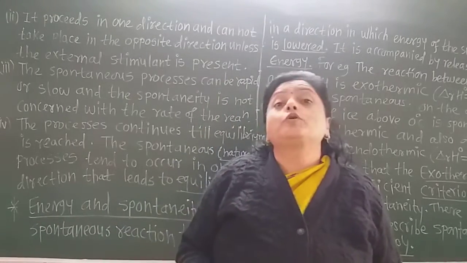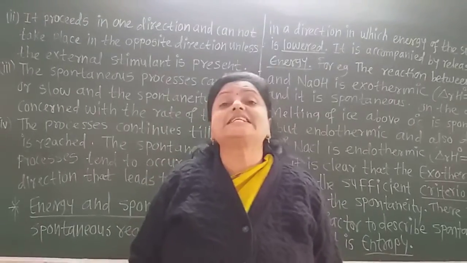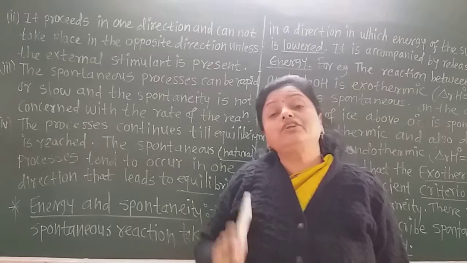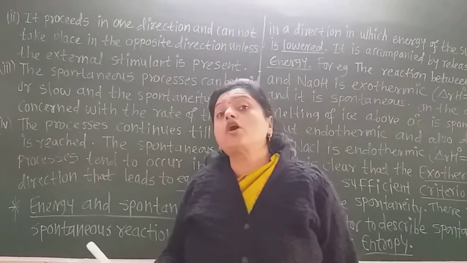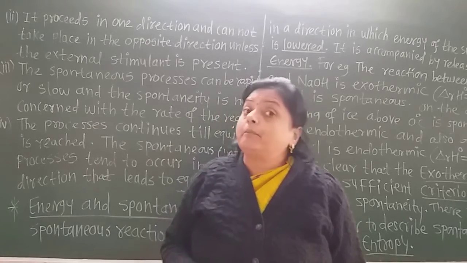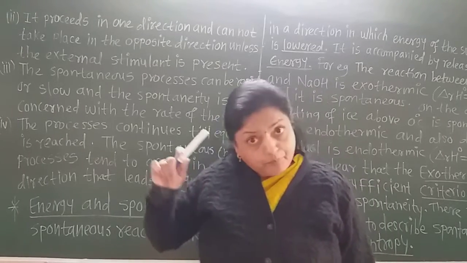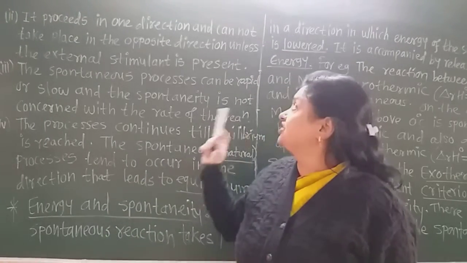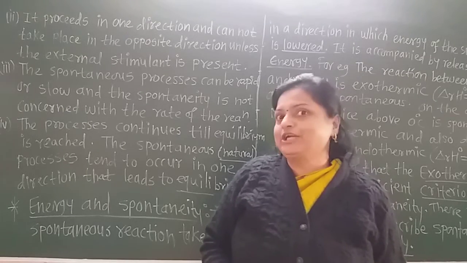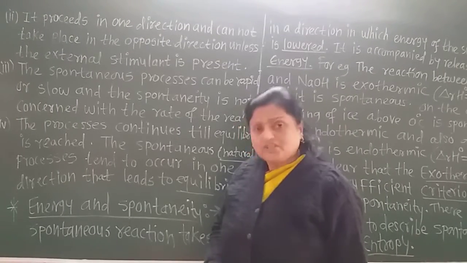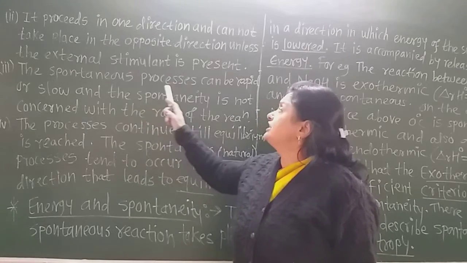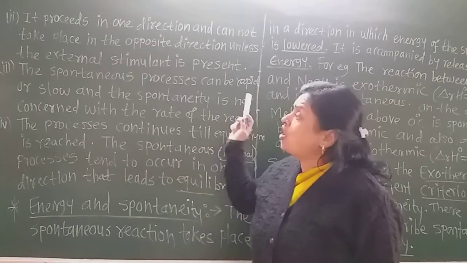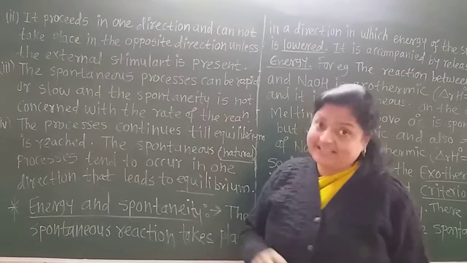That means the natural process or this spontaneous process, also called the irreversible process, only occurs in one direction. It does not naturally occur in the opposite direction. But if we have to proceed that natural process in the opposite direction, it requires external stimulants. That is the second key point. Now the third key point is that the spontaneous process can be rapid or slow, and the spontaneity is not concerned with the rate of the reaction.